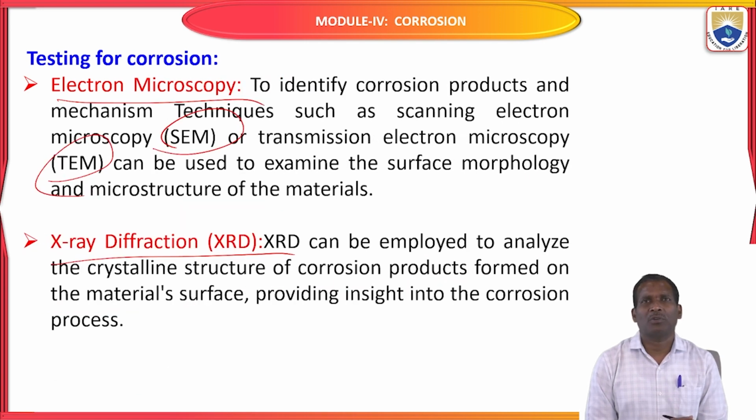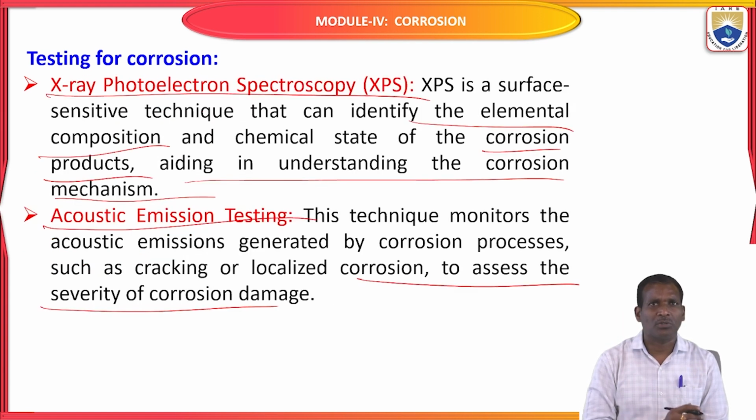Similarly, electron microscopy. These two methods are there: SEM, scanning electron microscopy, and transmission electron microscopy (TEM). X-ray diffraction analyzes the crystalline structure of corrosion products, providing insight into the corrosion process.